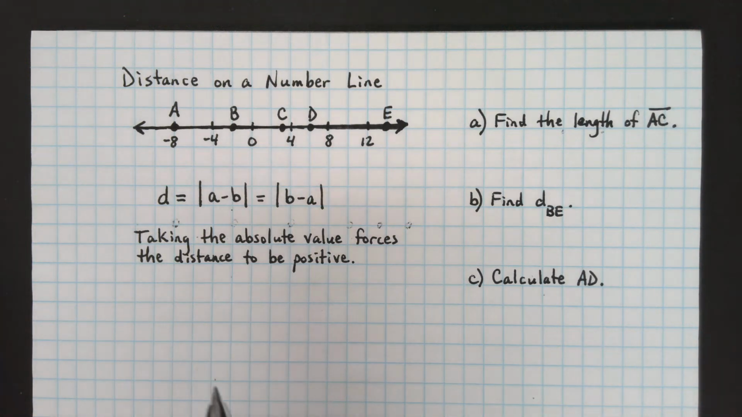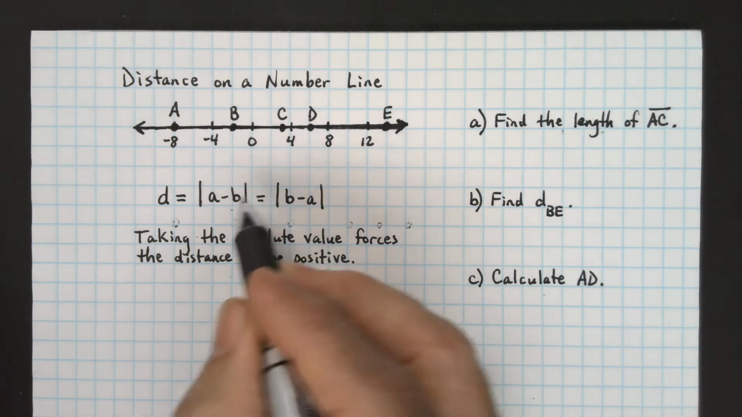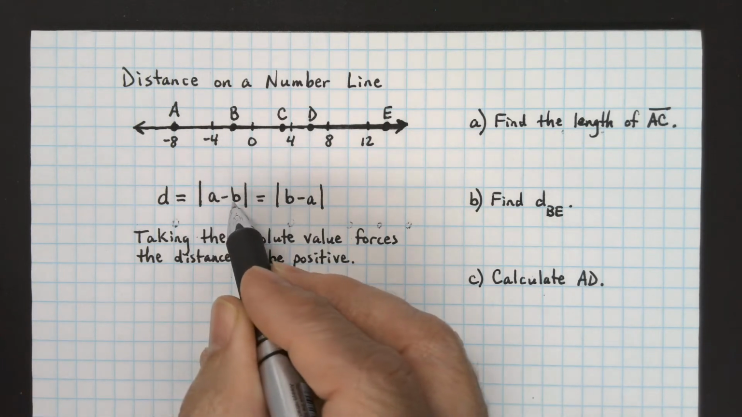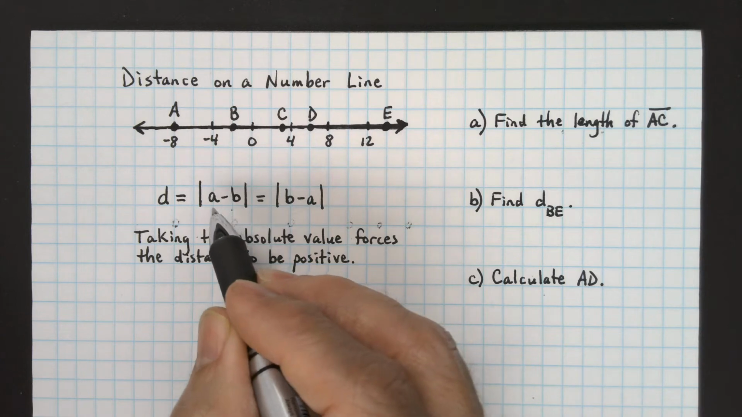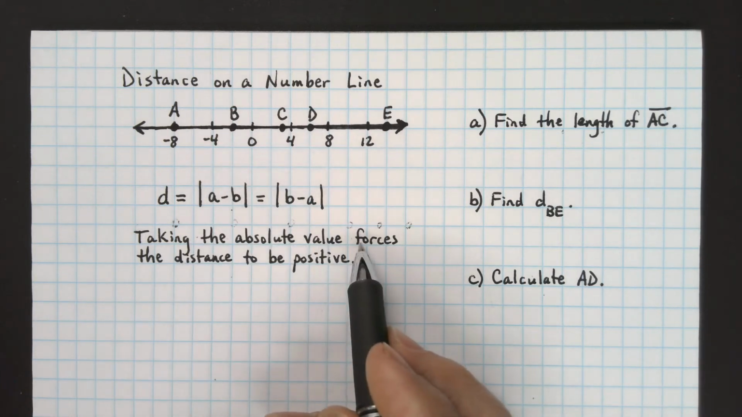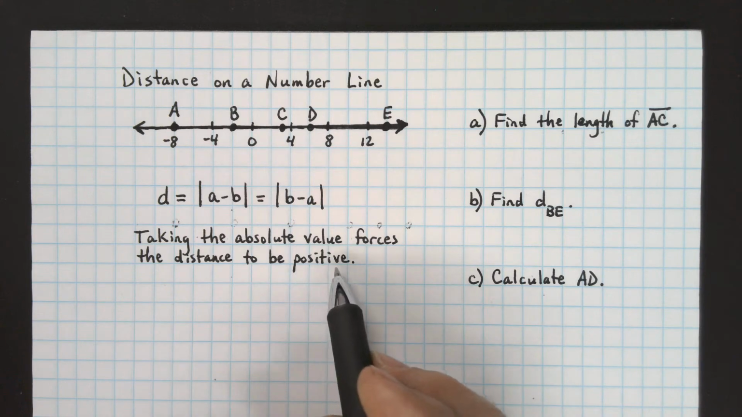To find the distance on a number line, we can use this formula. In this formula, the A and the B represent the coordinates of 2 points. The absolute value, as you can see here, forces the distance to be positive. We need a positive distance.